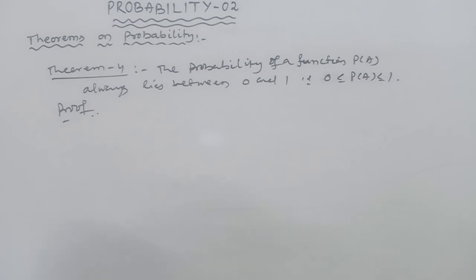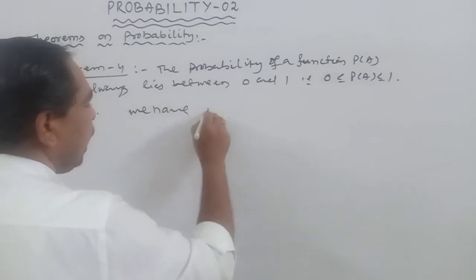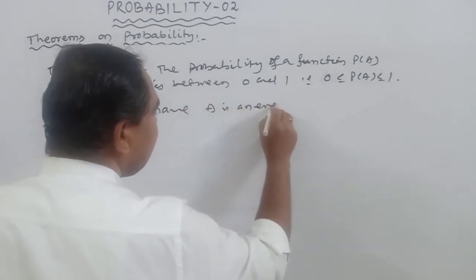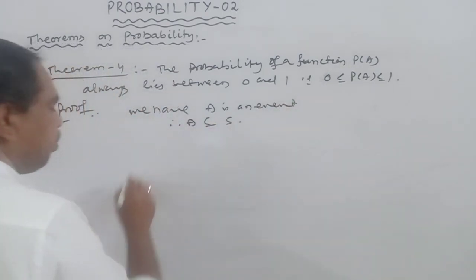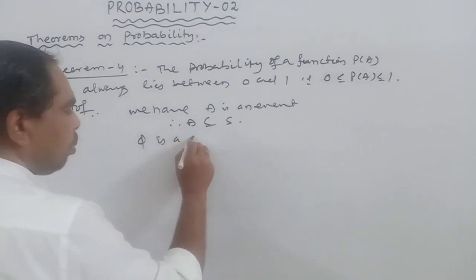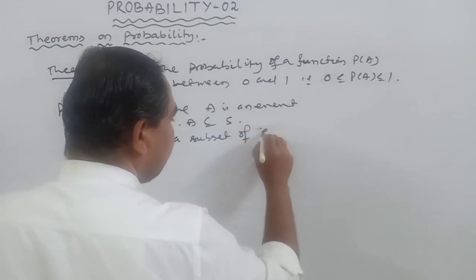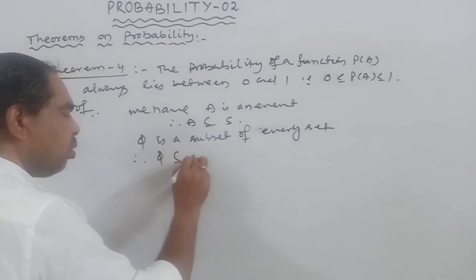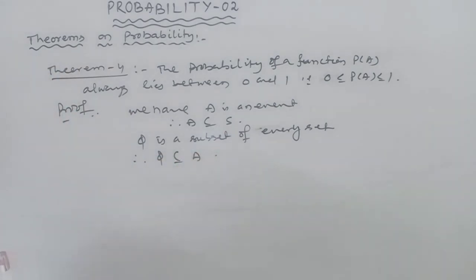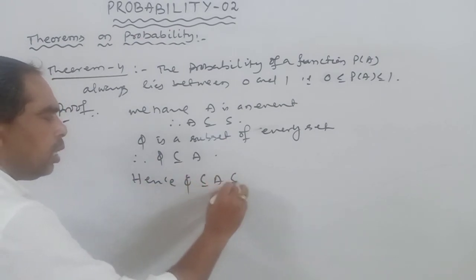Since A is an event, therefore A is a subset of S. Phi is a subset of every set, therefore phi is a subset of A. Hence phi is a subset of A is a subset of S.